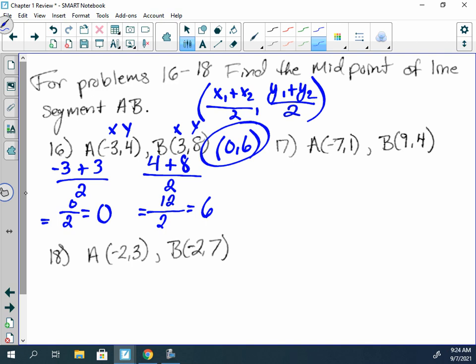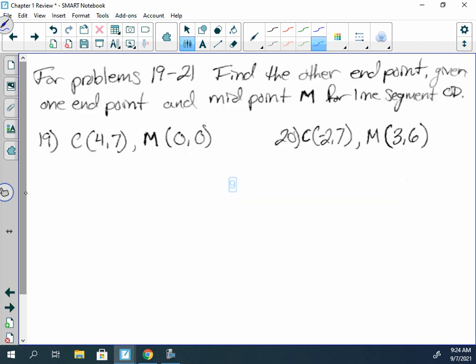Any other questions on this here? Do we want to see problem 17 or 18? Do you feel comfortable with midpoint? Okay. Questions on 19, 20, or 21? 20.